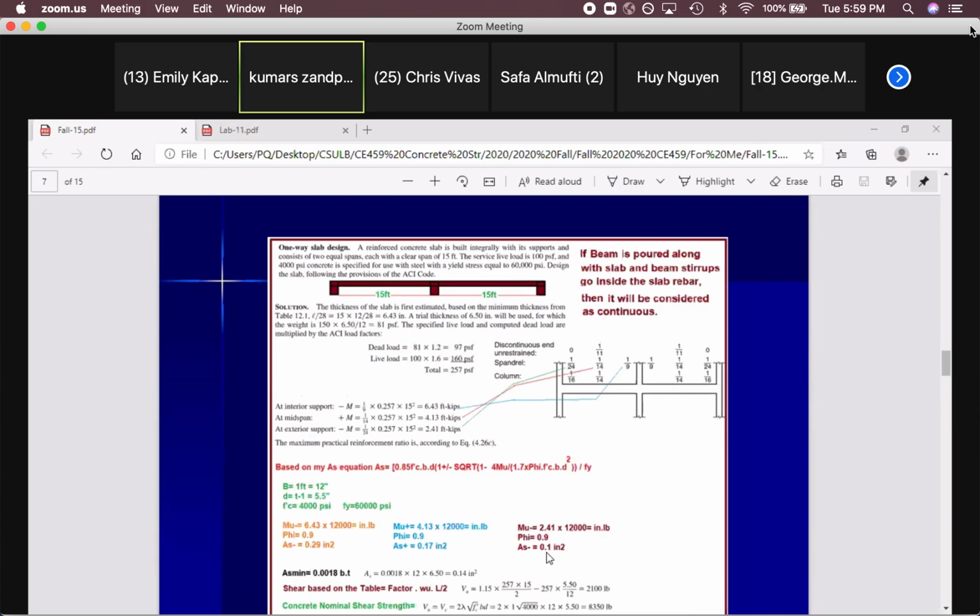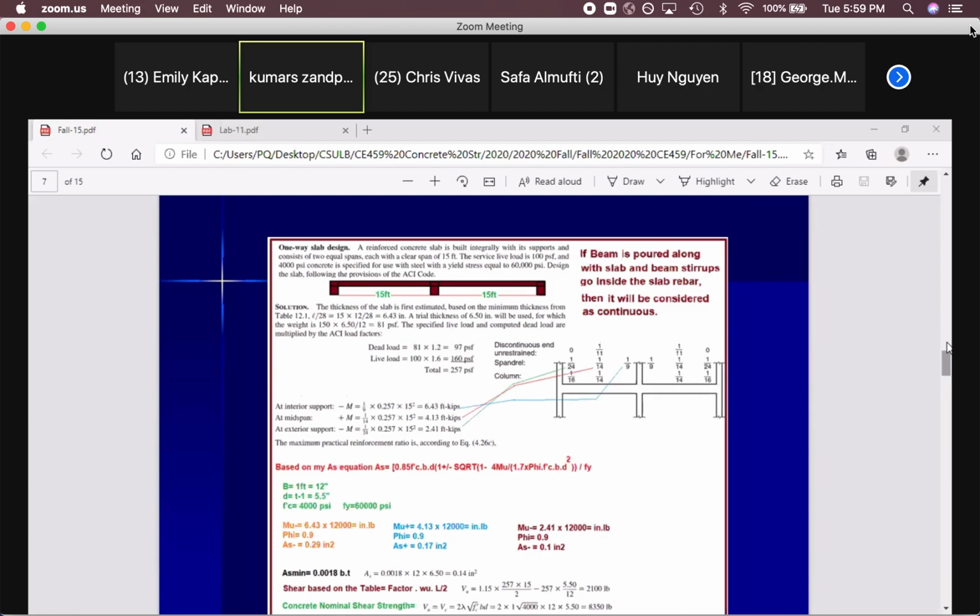So this one, this negative, we should use a little more because it's less than rho min. Look at it, that's the minimum required. You need 0.14 per foot because you consider B equal 12 inches, and these are per foot of the slab. So this is good, more than minimum. This is good, more than minimum. This is not good, less than minimum. So we have to use at least 0.14. That's it. How can we find the shear?